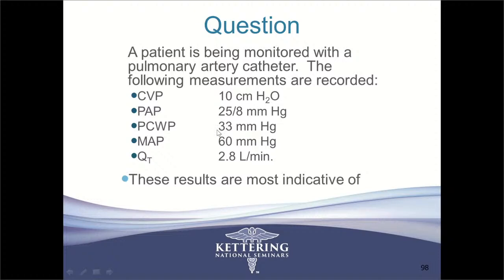My wedge pressure, however, that should be around 4 to 12. That is way up. My mean arterial pressure is down a little bit, and then my cardiac output's down a little bit. But this is the one that's got the double arrow. So my problem is a left heart problem. Left heart problem, because that's my wedge, right? So which of these answers is a left heart problem?